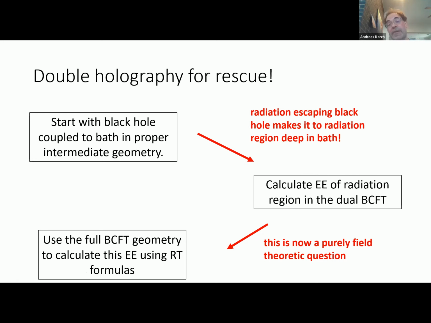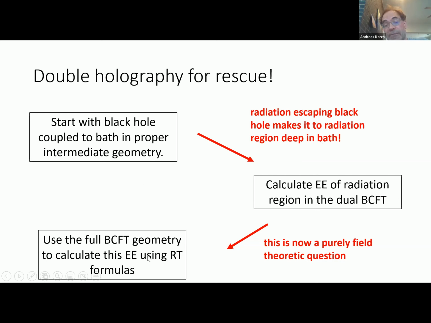Somebody handed me a field theory question in the BCFT and says, wouldn't it be nice if in this BCFT you could calculate this entanglement entropy of the radiation region, because I believe that has something to do with the black hole in this intermediate picture. And then you go ahead and say, well, now you gave me a field theory question. I know how to answer this. I answer this field theory question by calculating Ryu-Takayanagi surfaces in the full BCFT geometry.